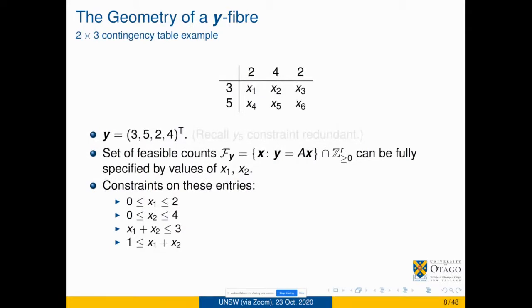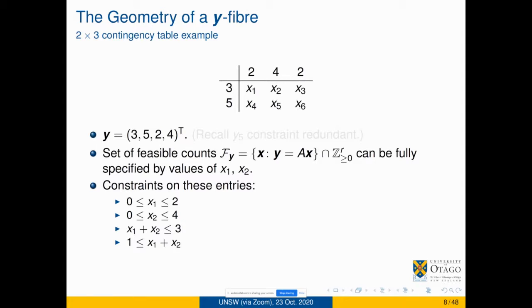Let's go back to our 2 by 3 contingency table, and suppose that we've got row counts 3 and 5, column counts 2, 4, 2. The observed vector y here is 3, 5, 2, 4. Notice that the final y5, I've ignored that, it's redundant, you'll remember. So what can we say about the y fibre here? The y fibre is the set of entries to this contingency table, x1 through x6, that are consistent with those row and column totals.